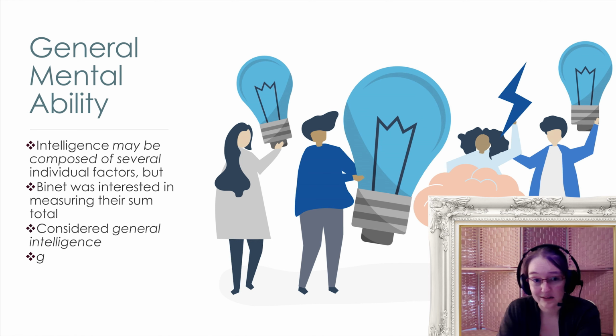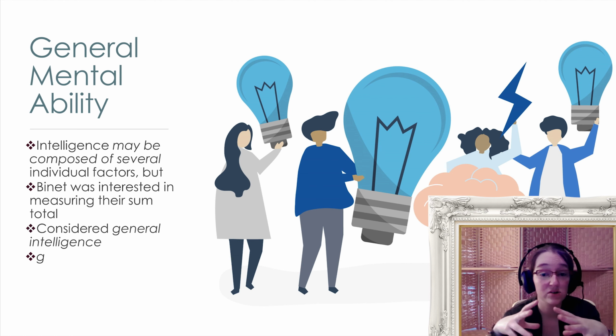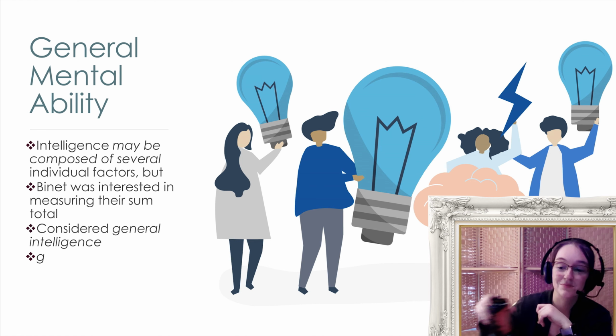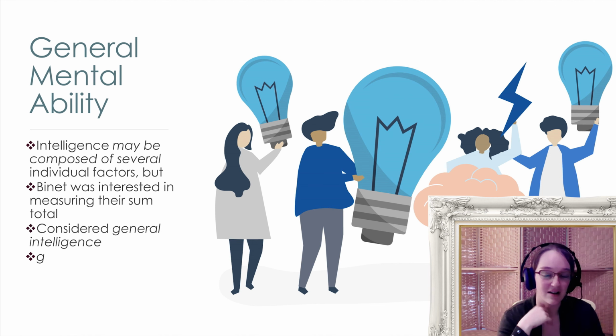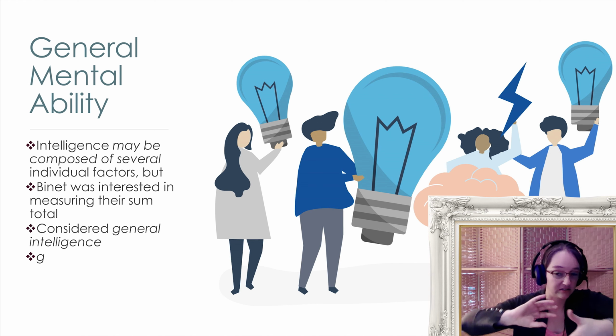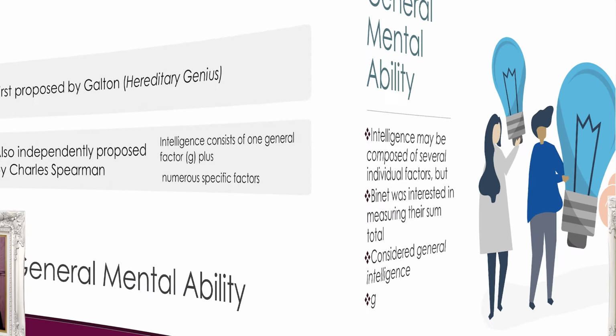And the other basic idea, so first you've got this age-based piece. The other piece is this general mental ability. Intelligence can be composed of several individual factors, but Binet and most folks are more interested in the overall general ability. So several different factors like verbal ability, spatial reasoning, quantitative ability, those all get absorbed into this idea of general intelligence. There's this overall generic ability to work things out and perform well on tests.